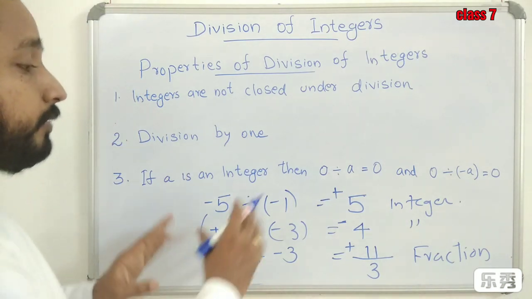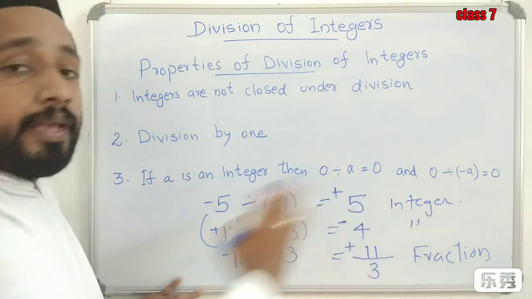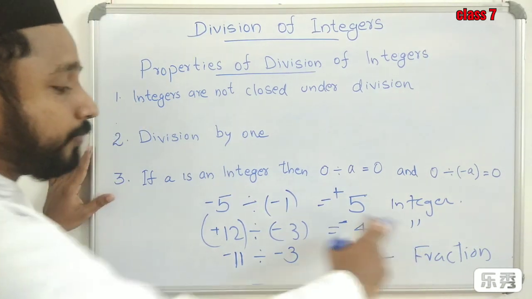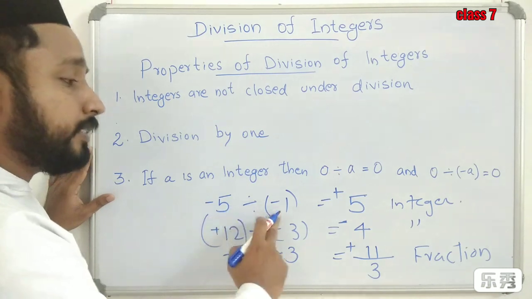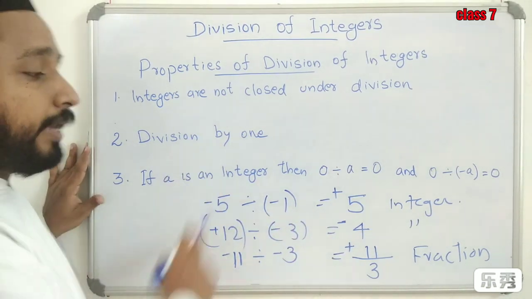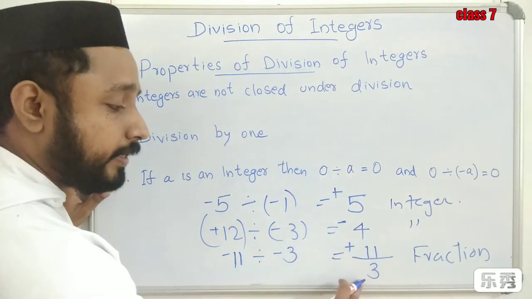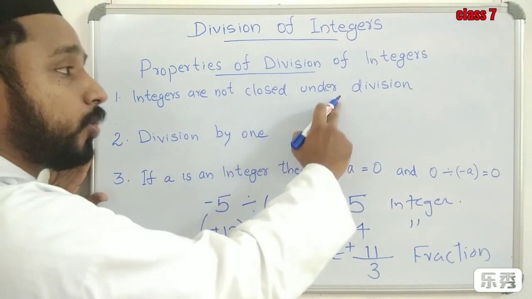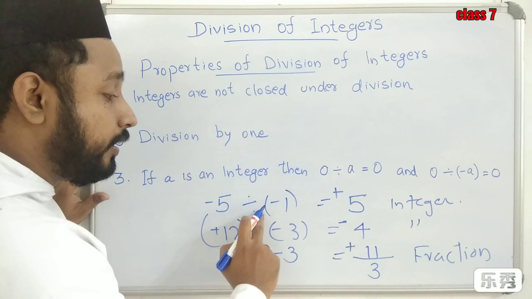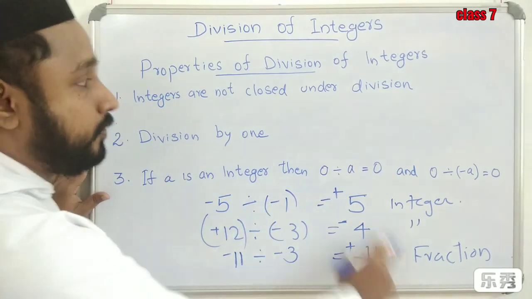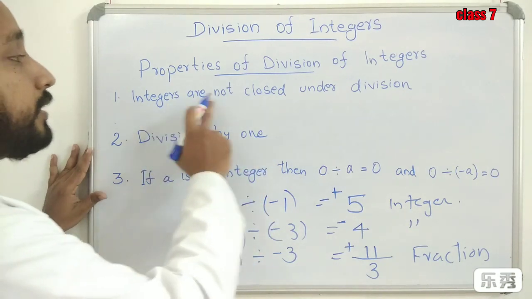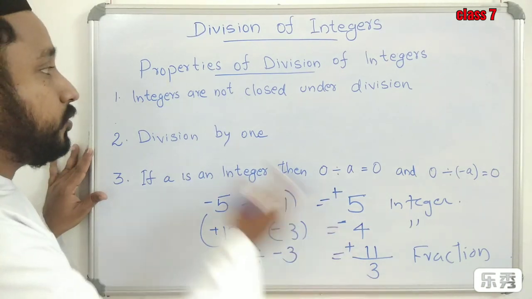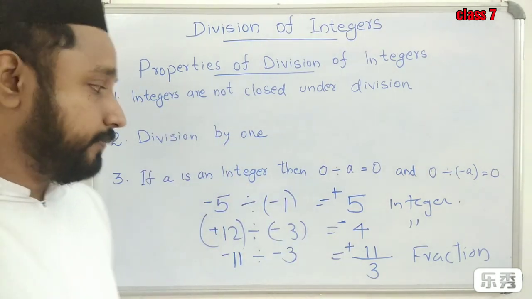So when we divide two integers, the answer may or may not be an integer. Here integer, here integer, here not an integer, it is a fraction. So in general we can say that integers are not closed under division. Division of an integer by an integer may not give an integer, sometimes a fraction will come. So integers are not closed under division.